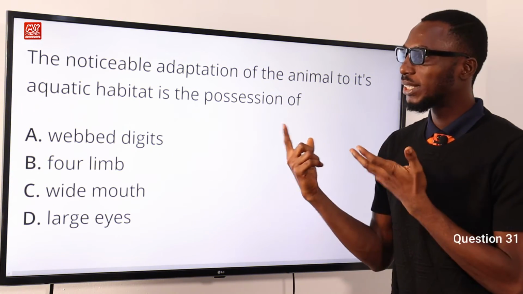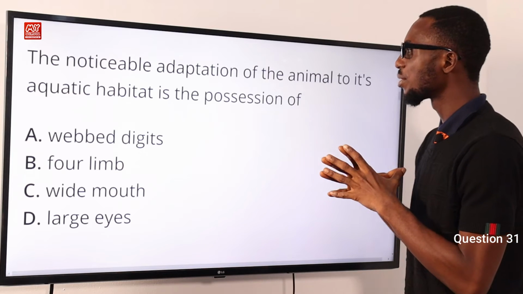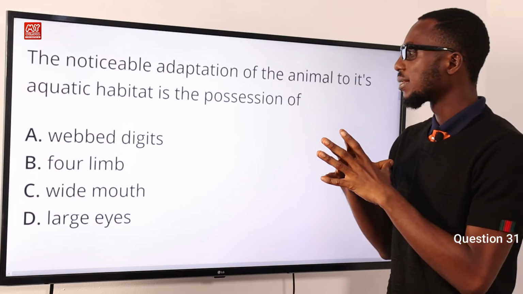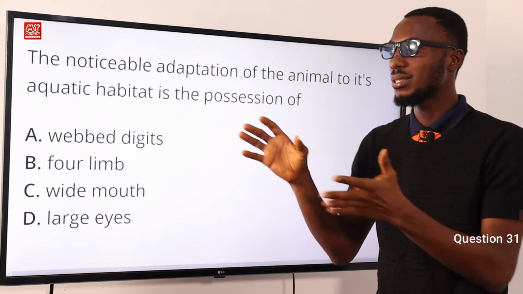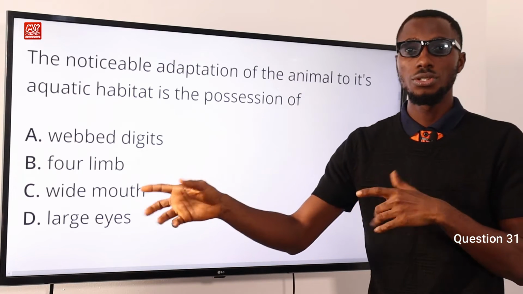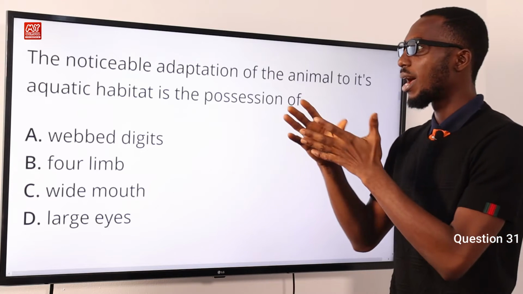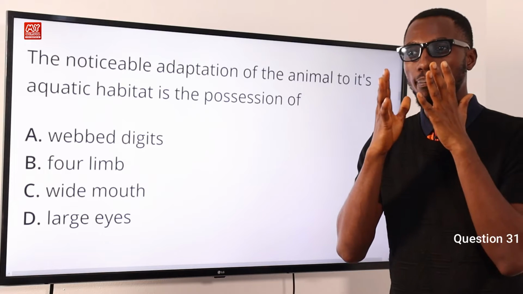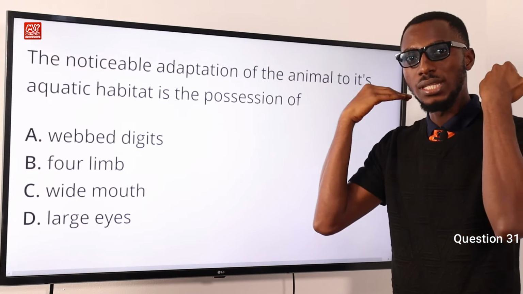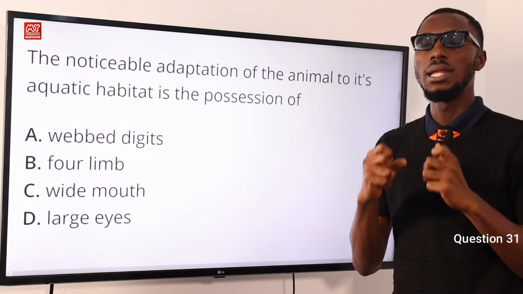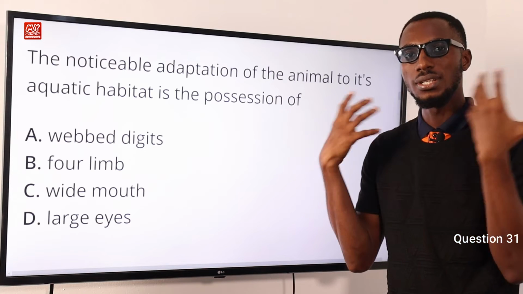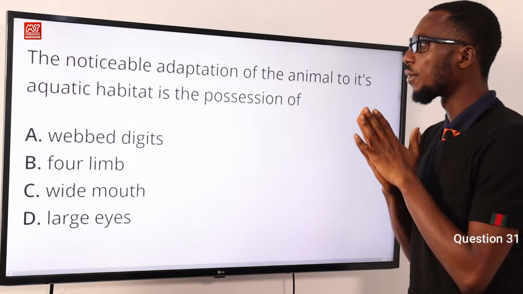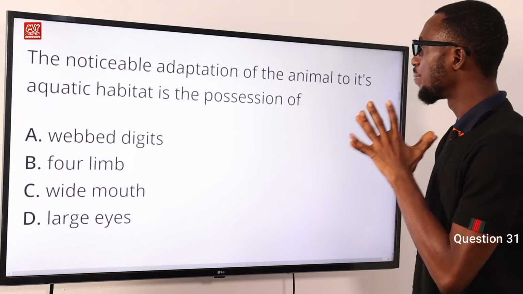Question 31. The noticeable adaptation of the animal to its aquatic habitat is the possession of what? This is in reference to the previous question, question 30. At first, we identify the animal as an amphibian, possibly a frog because of the skin. It has a smooth and moist skin. If it is a toad, the skin is going to be rough. So that justifies our reason for identifying it as a frog.